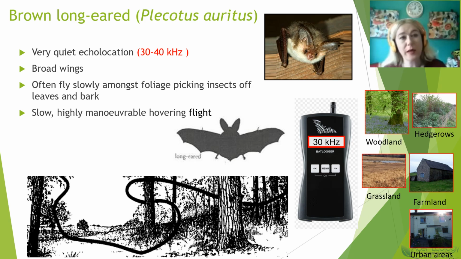We're now going to talk about long-eared bats. So with the brown long-eared bats, which is the one you're going to come across the most, they have a very quiet echolocation call, and it tends to be in between 30 and 40 kilohertz.